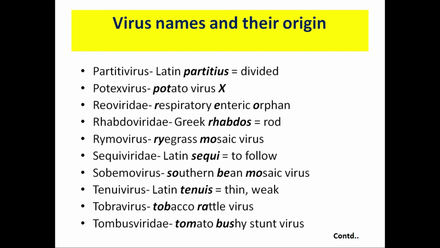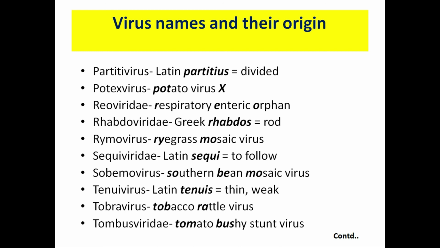Potexvirus, potato virus X. Reoviridae, it is again a family, respiratory enteric orphan. Rhabdoviridae comes from the Greek word rhabdos, meaning rod or bullet shape. Rhinovirus, ryegrass mosaic virus. Sequiviridae is a family again. Sequi means to follow. Here the transmission of the virus is dependent on a helper, so that's why Sequi. Sobemovirus, southern bean mosaic virus. Tenuivirus comes from Latin tenuis, meaning thin or weak. Tobravirus, tobacco rattle virus.